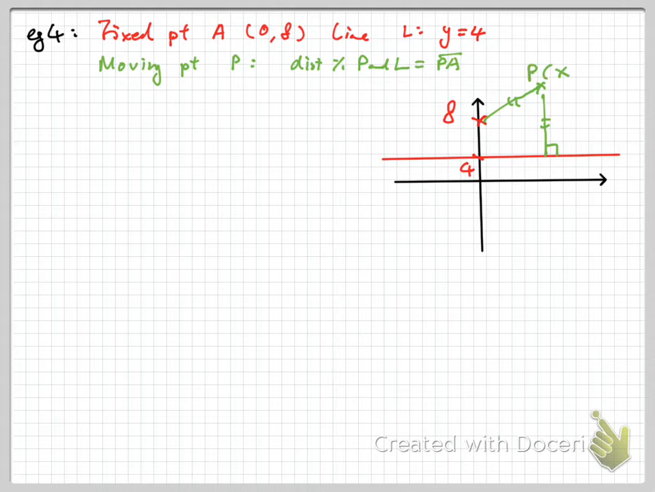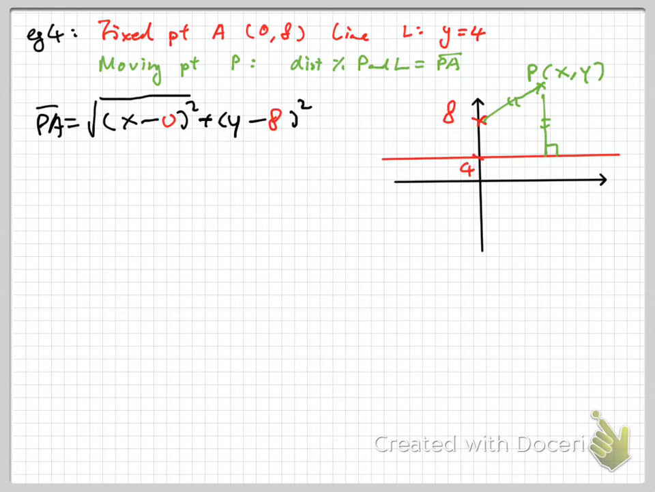So P will be x and y. Now it's not difficult to express PA. PA will be just like this. We did that numerous times before. It will be x and y, and point A will be 0 and 8. I forgot the square root. This is PA. But how do you describe the distance between P and L?